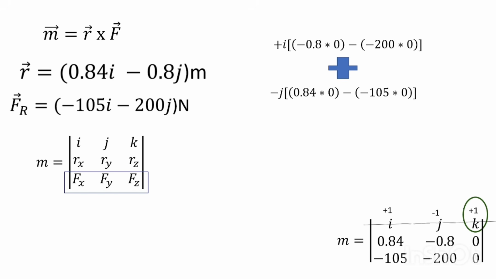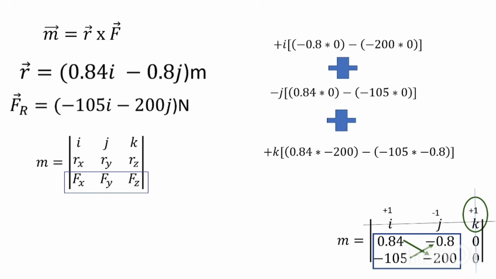Lastly you do it for k. You select your pivot, you strike through, then work with the part that remains, multiplying the necessary parts: 0.84 times minus 200, used to subtract minus 105 times 0.8. You add that up to the matrix as well. At the end of the day, this is what you need to evaluate and simplify to get your eventual moment.